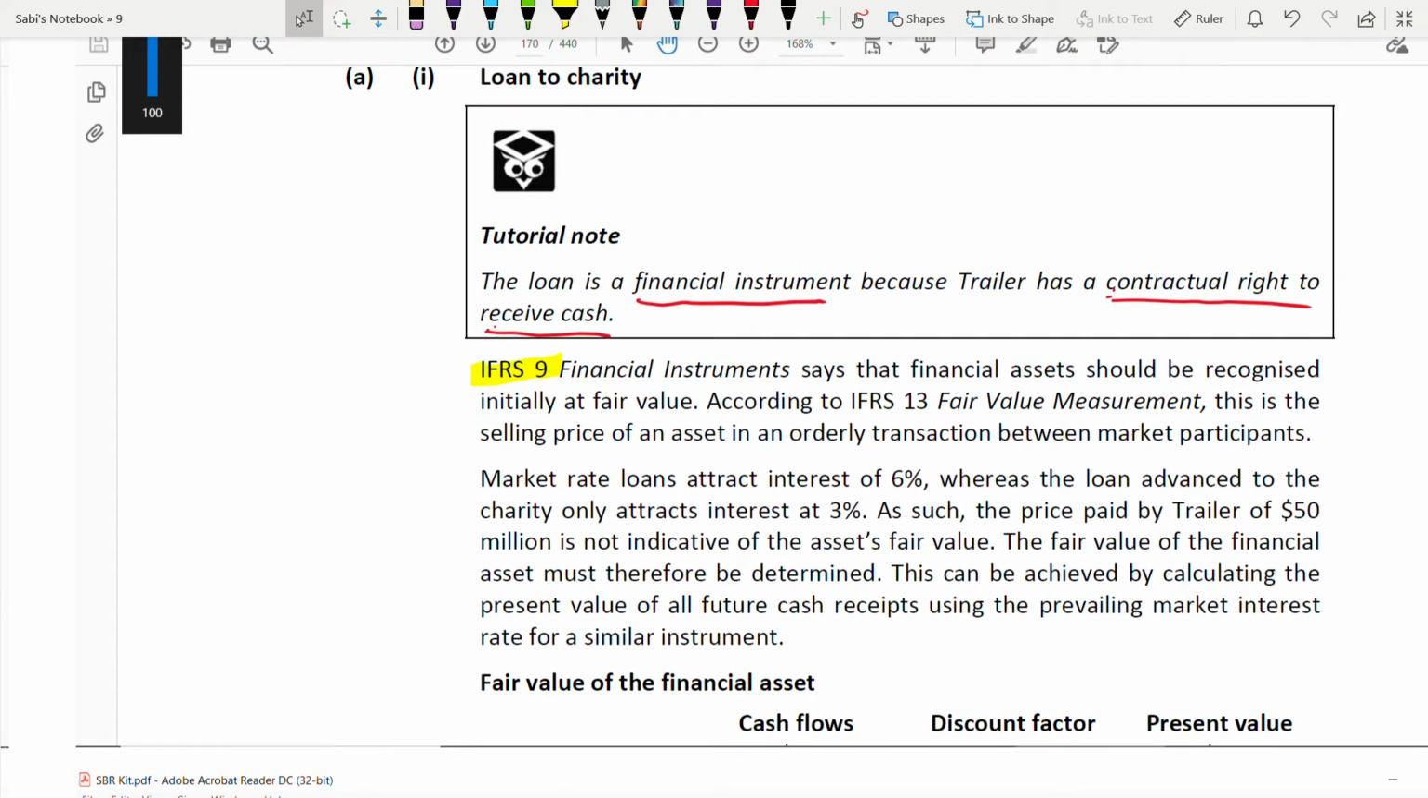So IFRS 9, first standard. Now, the starting point in SBR. Anything you want to explain, start with the standard. How do you start with the standard? Because there are so many things under a standard. A student might ask me, how do you start, miss? What do I actually need to write in that standard? It's very simple.